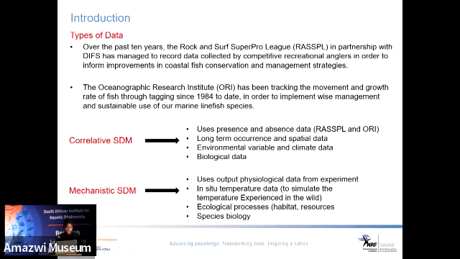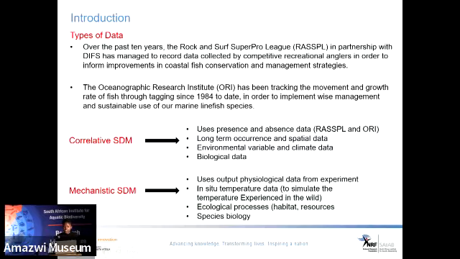So, types of data that are required for these models. Your correlative SDMs use presence and absence data, which is data obtained from ORI and RESPO. They use long-term occurrence data, spatial data, and environmental data as well. And mechanistic SDMs use output physiological data from experiments, ecological processes, and species biology.